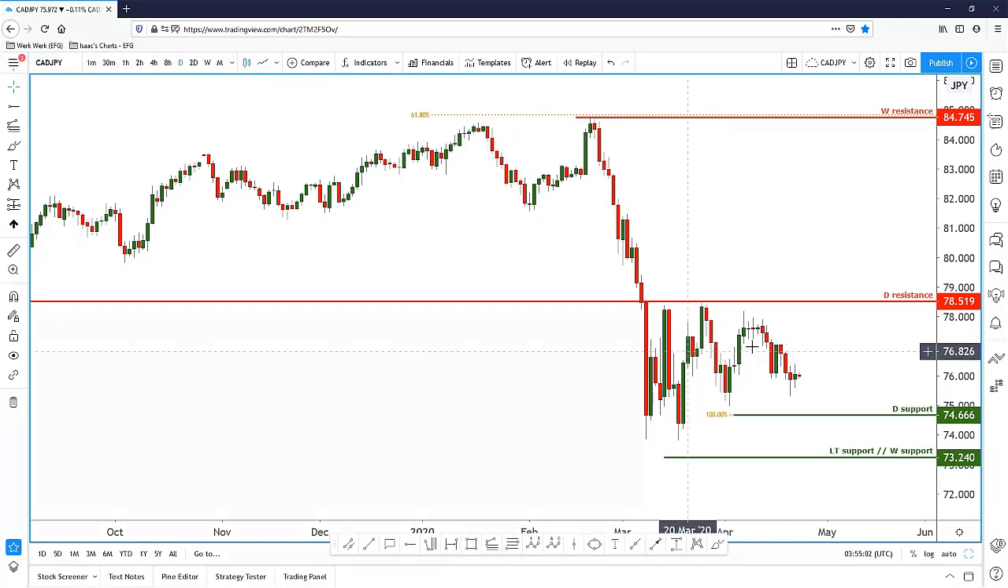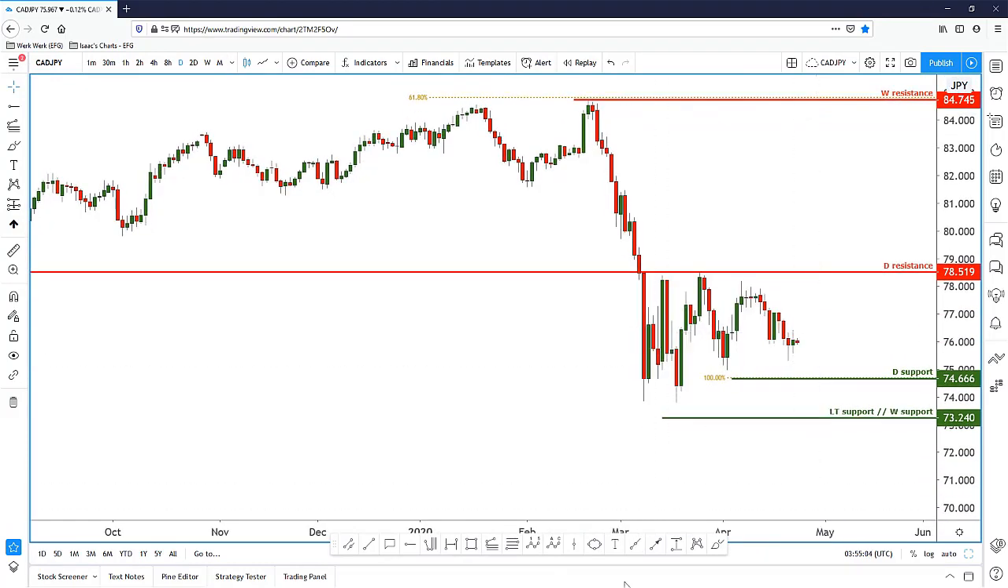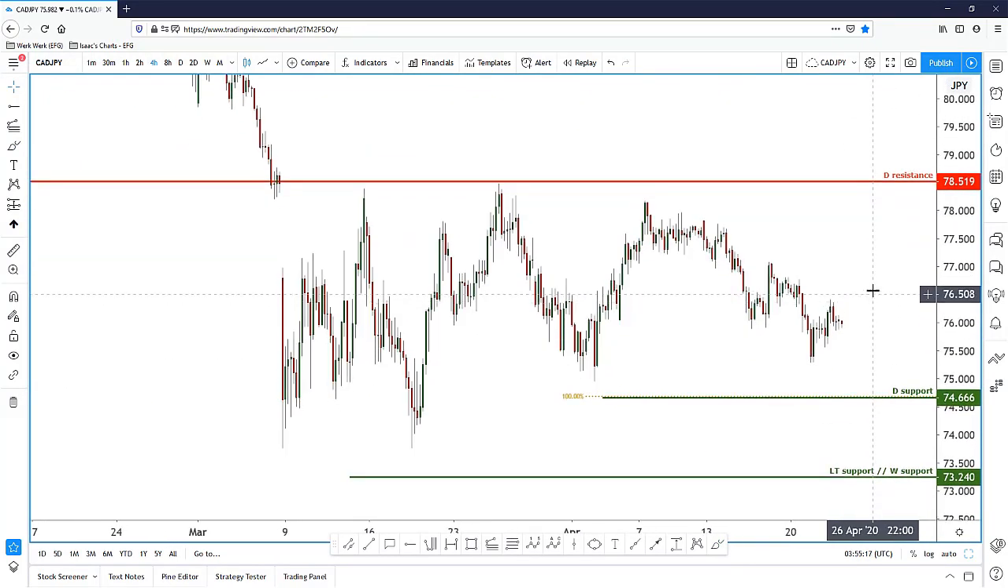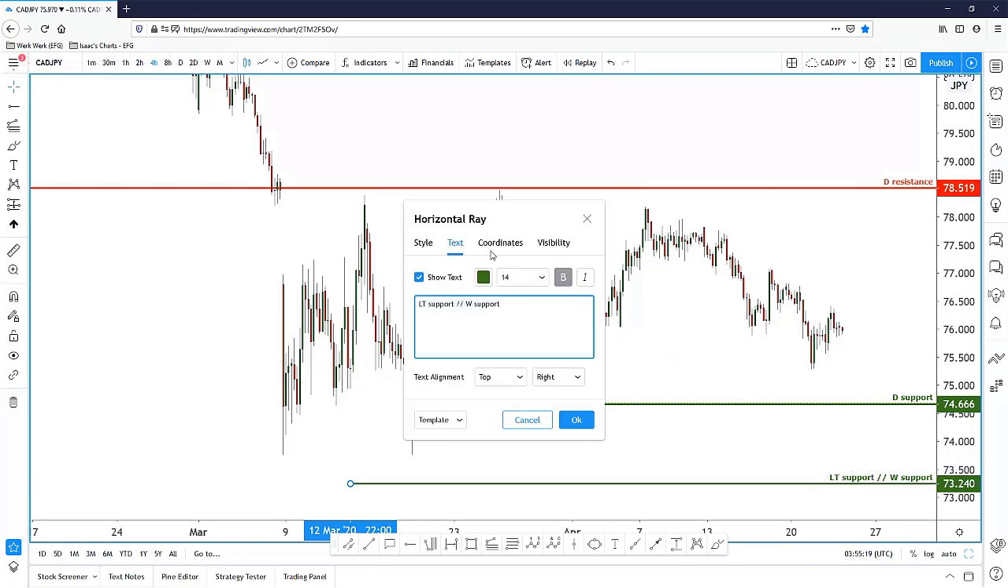Okay, so now that we have the daily resistance, daily support, and the bias that price is going to push down towards the daily support and possibly even the long-term support. So we go to the 4 hour to look for our entries. Right, so now we're on the 4 hour. Let me tidy this up for you.